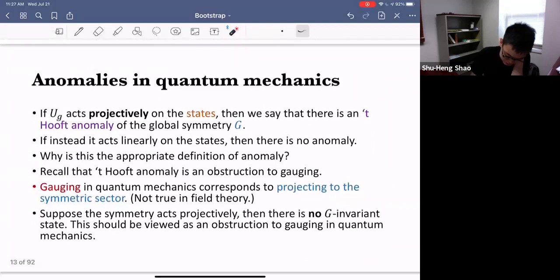So here, let me just repeat what I just said. If UG acts projectively on the state, we say that there is a 't Hooft anomaly of the global symmetry. If instead it acts linearly on the state, then we say that there isn't any anomaly. These are just words. But why is this the appropriate definition of an anomaly in quantum mechanics?